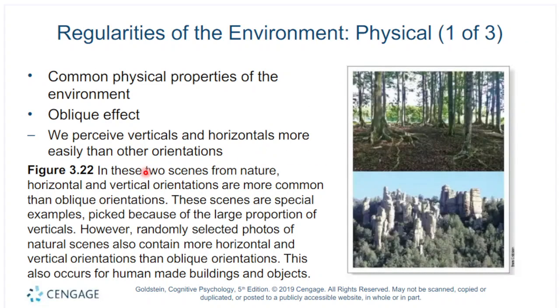Okay. Now, the regularities in the environment, isa pa rin to sa mga dahilan kung bakit ang hirap i-mimic ang perception ng tao sa machine. It's because we are innately already understanding the common properties in the environment. So, we have what we call the oblique effect. With the oblique effect, we perceive verticals and horizontals more easily than other orientations.